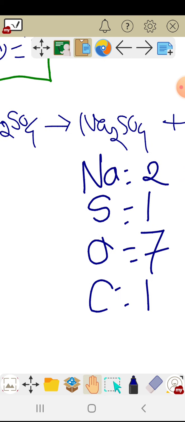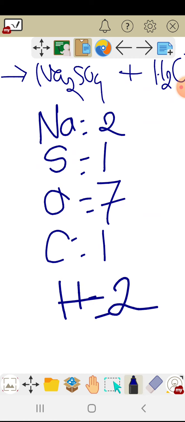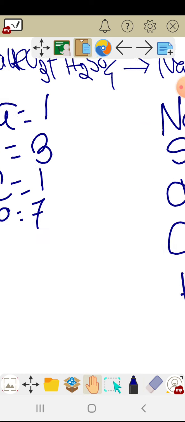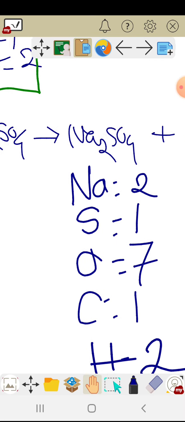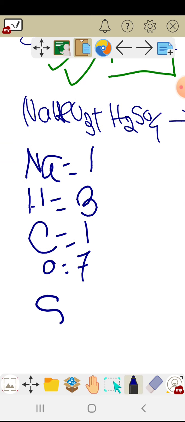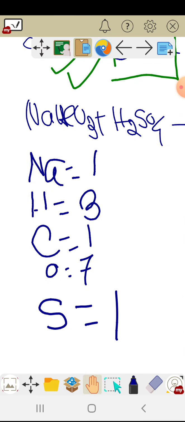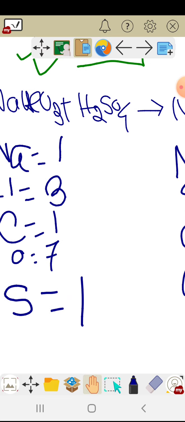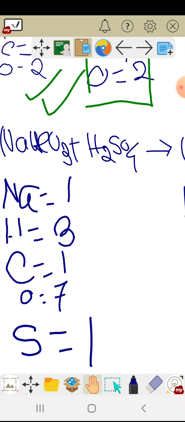Sodium is not balanced. Oh, I forgot the hydrogen part here, sorry. Hydrogen is only twice here. Okay, so see which one is not balanced. Hydrogen is not balanced. Carbon is perfect. Oxygen is perfect. Okay, here I mentioned sulfur. S is 1. Sulfur is also balanced. So what is not balanced is only hydrogen. Sorry, not only hydrogen. Sodium is also not balanced.